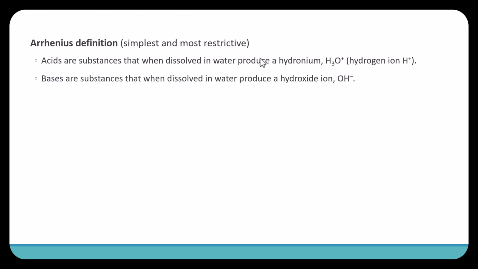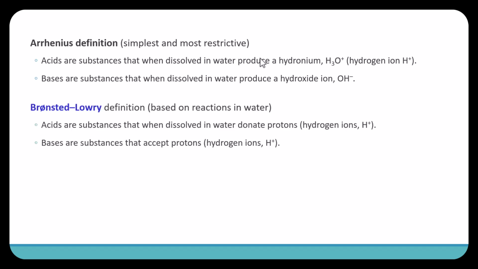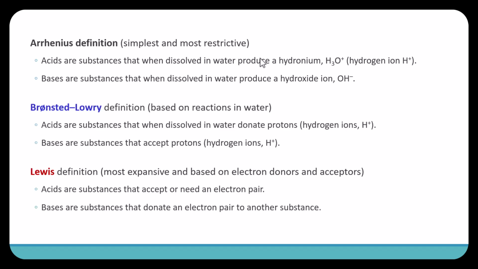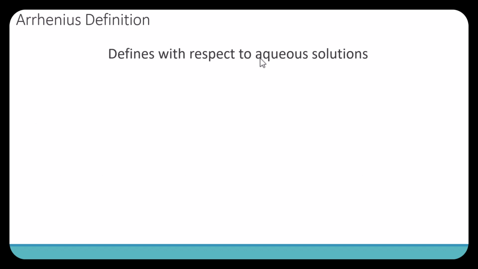So I'm not going to read all these, but here's just kind of a quick blurb out of your textbook about each of these definitions. Like I said, I'm going to spend some time in Arrhenius. I'm going to spend some time in Bronsted-Lowry.